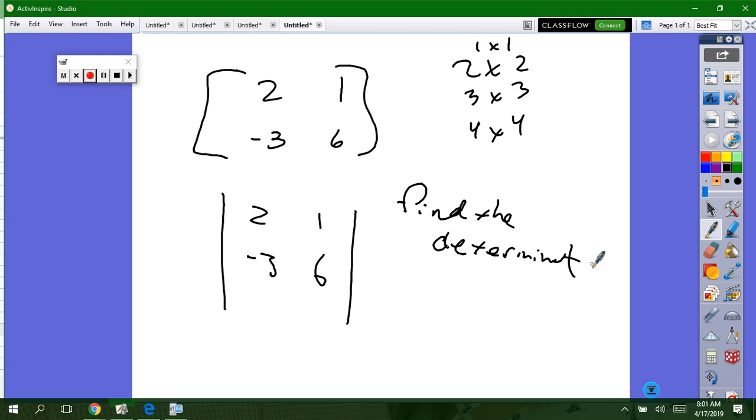And the determinant, when you did the inverse, you remember doing the AD minus the BC on a 2 by 2? That's a determinant. So in our case, if I had A, B, C, D, the determinant is AD minus BC.